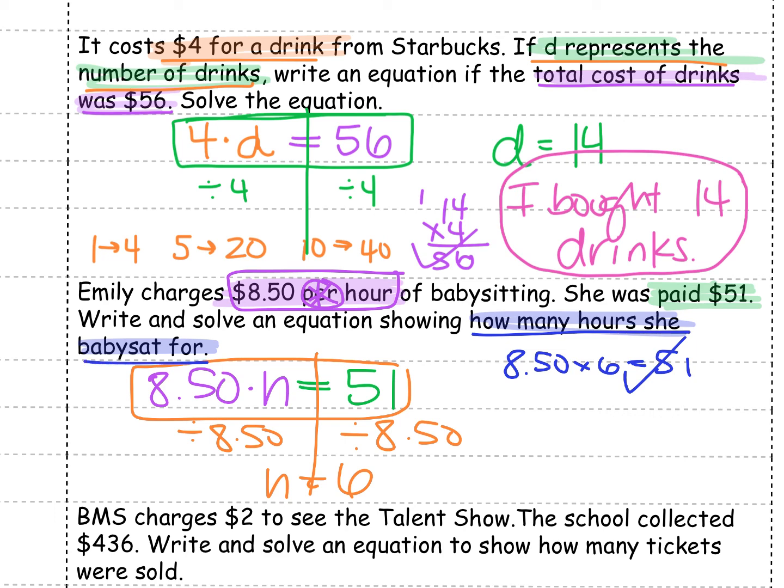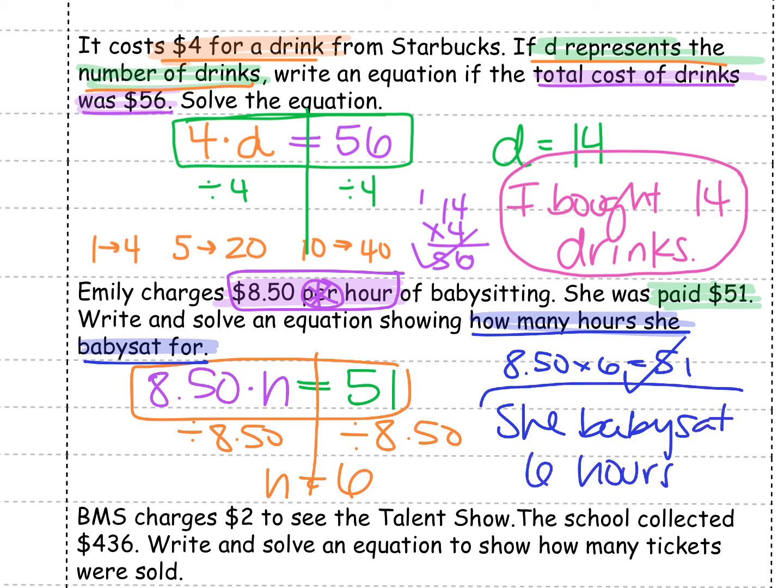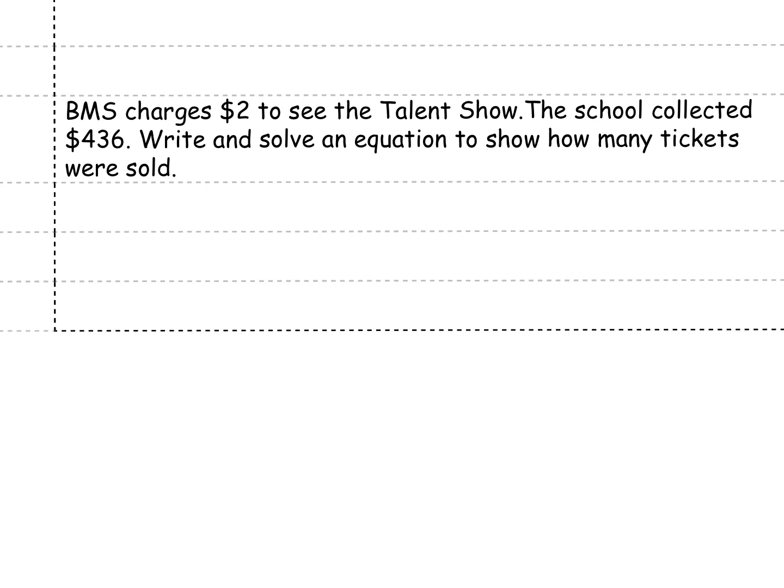How many hours did she babysit for? She babysat 6 hours. Writing in that sentence, labeling what my number means. It means how many hours I worked. I'm good to go.